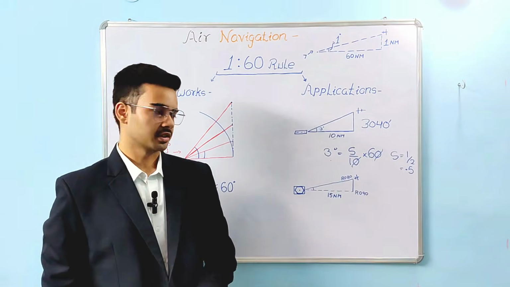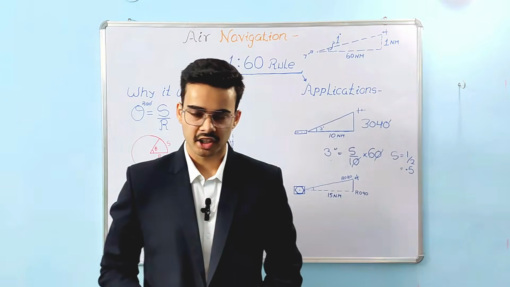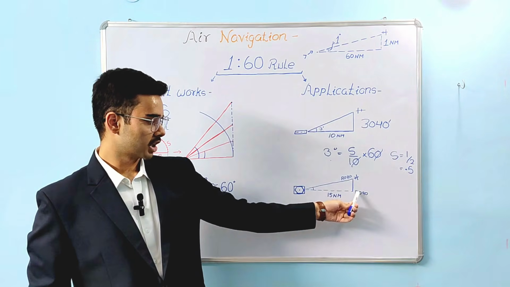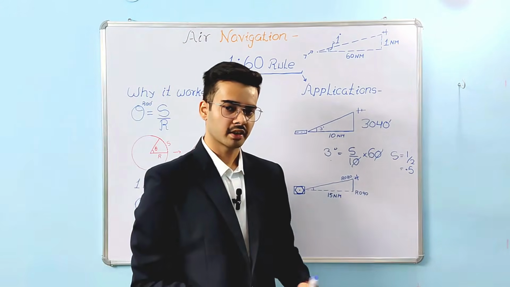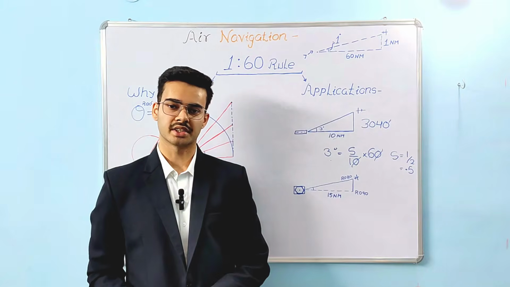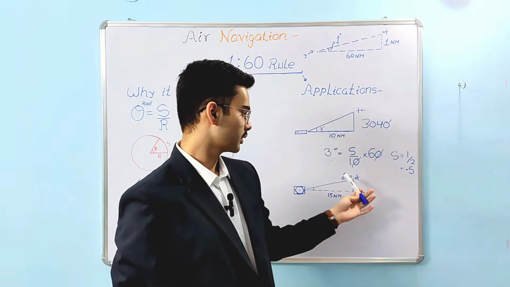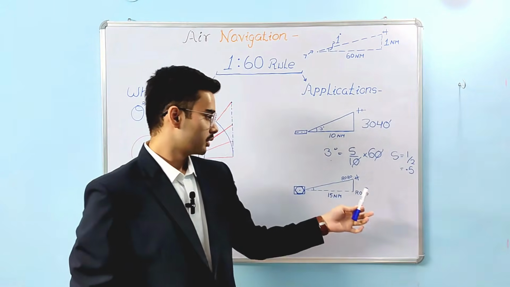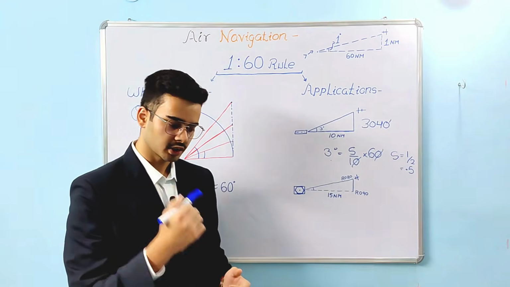Again, another question. This time we are flying away from a VOR DME, and after traveling 15 nautical miles, we find we are on another radial. Earlier we were traveling on the 090 radial. Now we found out from our VOR indicator that we are on 080. Now what? We need to calculate how far away we are from the required track.